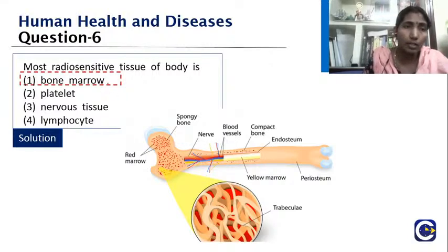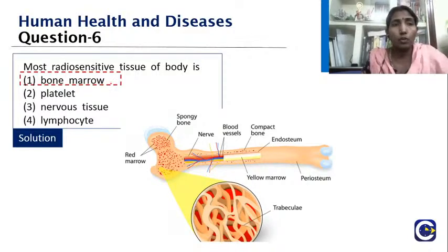So that is the most sensitive tissue of the body. But many children will immediately choose the lymphocyte. If the question asks for the most radiosensitive cells of the body, then you can choose lymphocyte. If they ask for the most radiosensitive organ system of the body, then it is the GI system. If they ask for organs, you can go for ovaries and testes. So you have to choose according to what they are asking for.